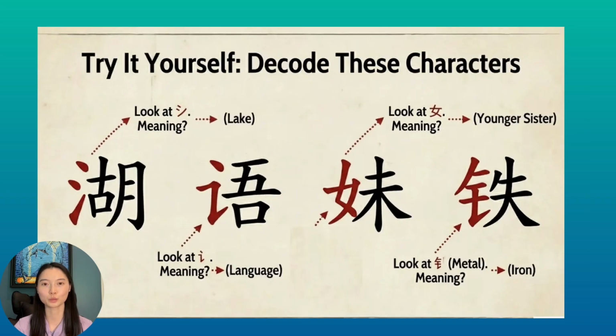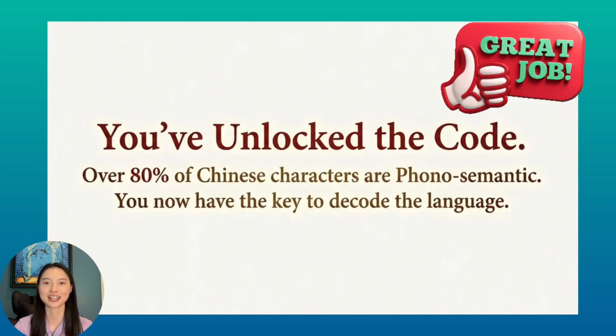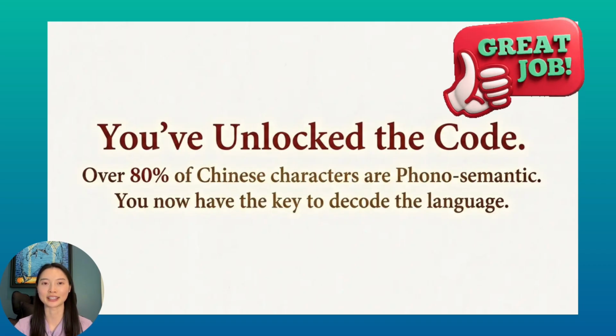Alright, so 湖 means lake. 语 means language. 汉语, the Chinese language. 妹, 妹妹, a younger sister. 铁, as in 地铁, the subway. Literally means underground iron. You just decoded 4 characters you never studied. Let that sink in. You have unlocked the code behind over 80% of all Chinese characters.